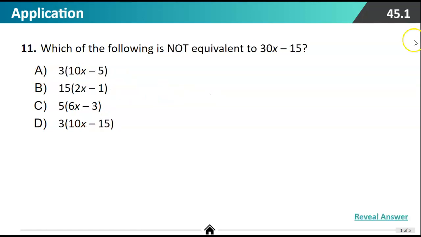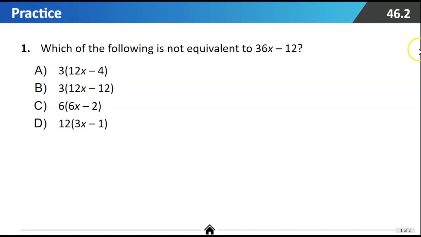Which of the following is not equivalent to 30x minus 15? Well, looking at this, 3 times 5 in this last problem, 3 times 15 is 45, not 15. And so that is not going to be equivalent. All the others are, in fact, equivalent to the original.